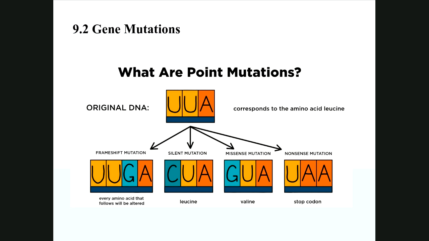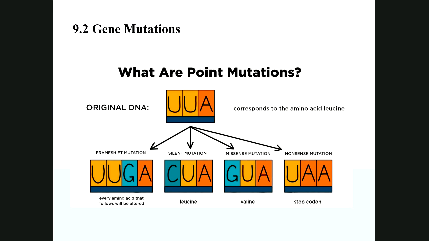Okay, so let's assume that UUA is the proper amino acid that we want to put into this protein to make it the correct protein. But then let's say something happens and this one has mutated. So we're going to look at 4 different examples of mutations and the result of those.